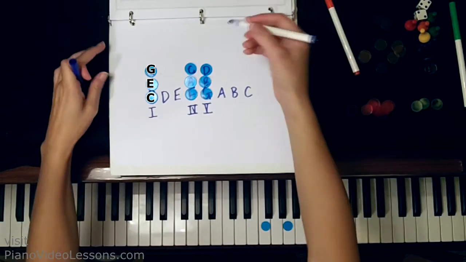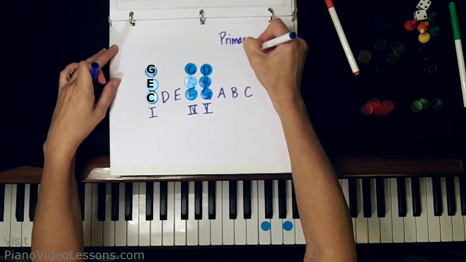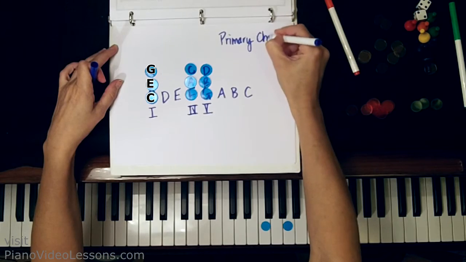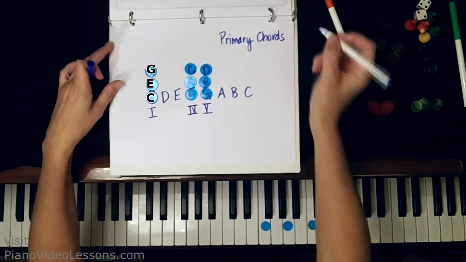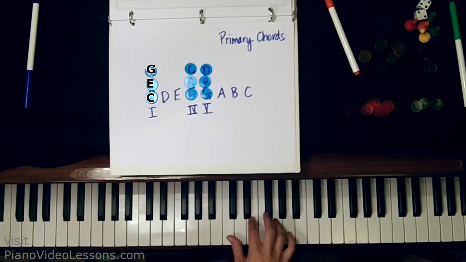Great. The 3 chords that I've just shown you are called the primary chords. They're called the primary chords probably because we play them a lot. And in fact, they all have a cheerful sound. They all sound what we call major.